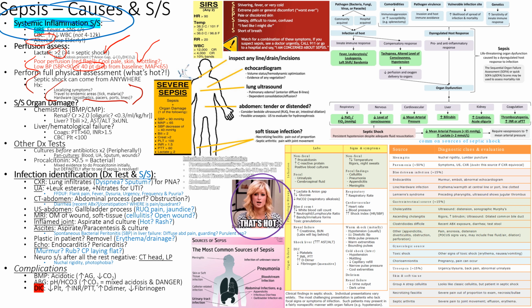MODS, maybe, if you have 2 or more. But if you just have 1 damaged, that's a severe sepsis, right? So we have chemistries that will tell us about our BUN and creatinine. If we have a comprehensive metabolic panel, it'll tell us about our liver function, right, and our T-bili, for instance, to see if that's going up.